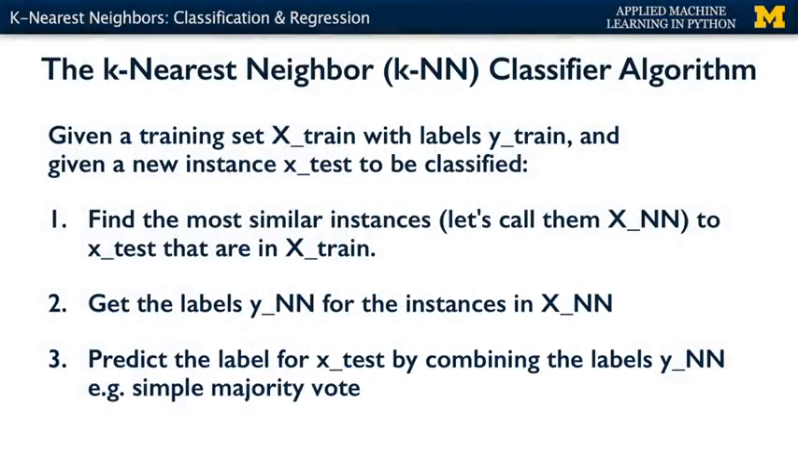Let's recall that for classification, the k-nearest neighbor classifier simply memorizes the entire training set, and then to classify a new instance does 3 steps. First, it finds the k-nearest most similar instances to the new instance in the training set. Then it gets the labels of those training instances, and then it predicts the label of the new instance as a function of the nearby training labels, typically by a simple majority vote. Here's how a k-nearest neighbor classifier using only one nearest neighbor, that is with k equal to 1, makes its predictions for the simple binary synthetic data set.